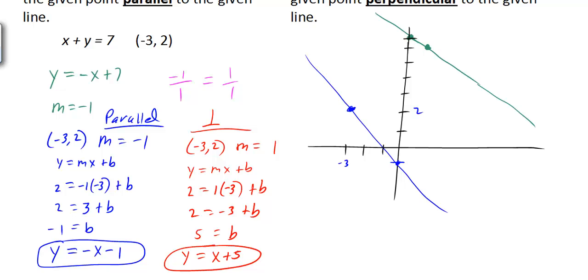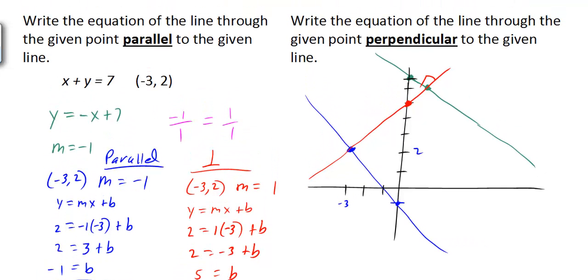And once again, the 5 is our y-intercept. So if we count 1, 2, 3, 4, 5, here's our y-intercept. And if we draw the line through here, we do have a line that's going to be perpendicular.